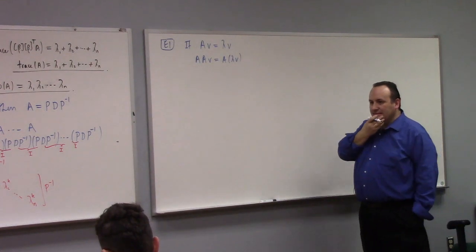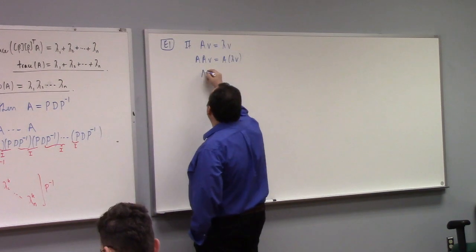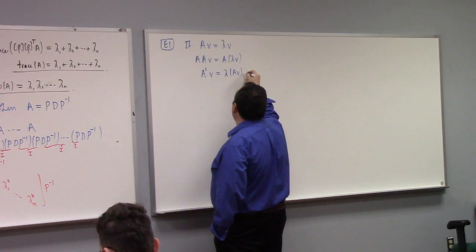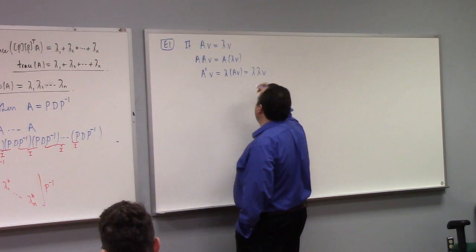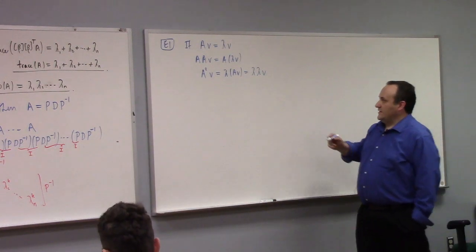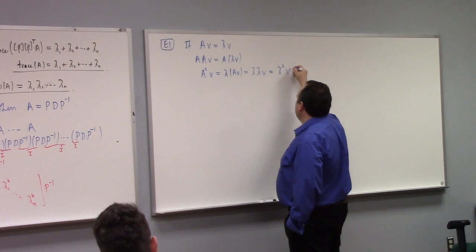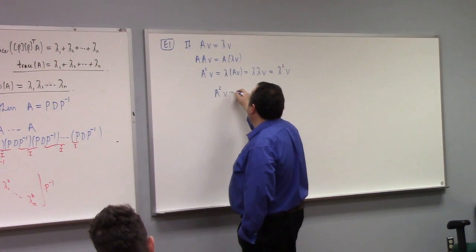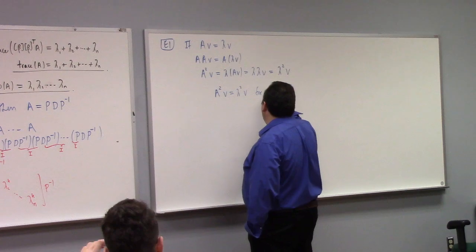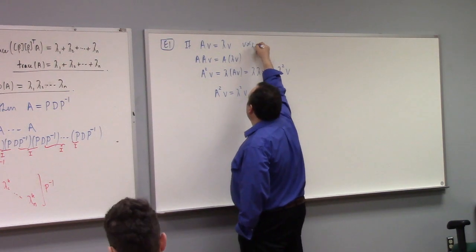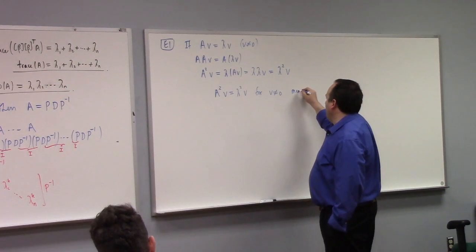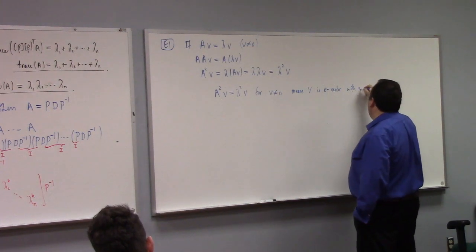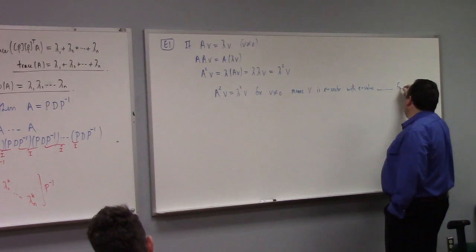What is A times A? A squared, right? And what happens here? I bring the lambda out, I get AV, right? But that's what? Lambda V, right? By what we're assuming at the start, which is also known as lambda squared V. So what does this mean? A squared V equal to lambda squared V for V not equal to zero, right? If I say V is not equal to zero up here, it means what? V is eigenvector, right? With eigenvalue blank for what?